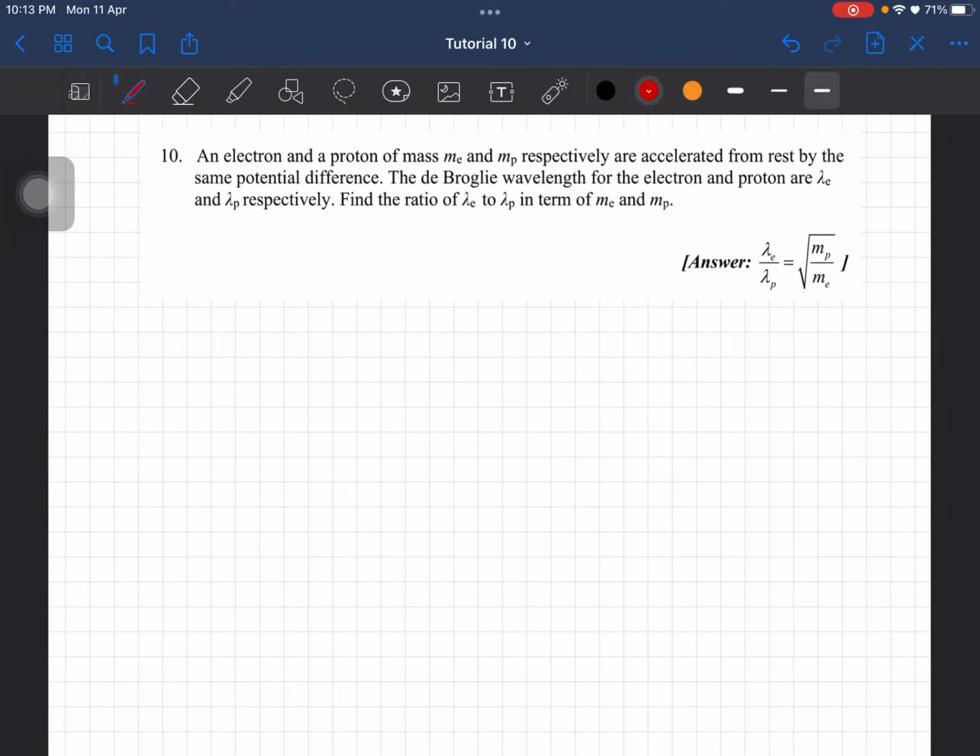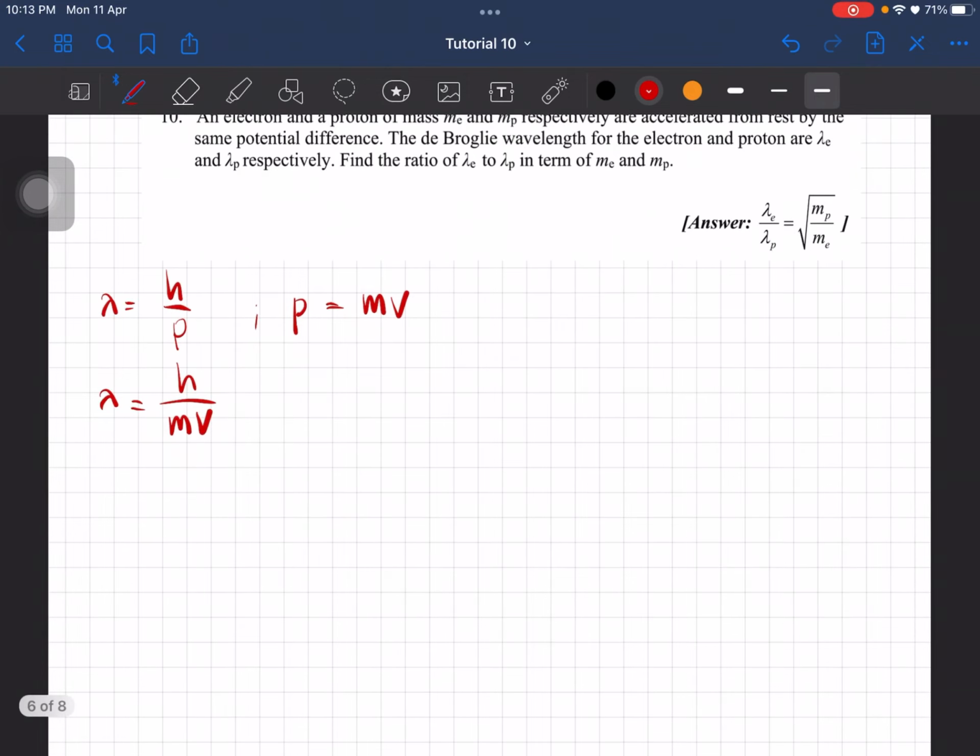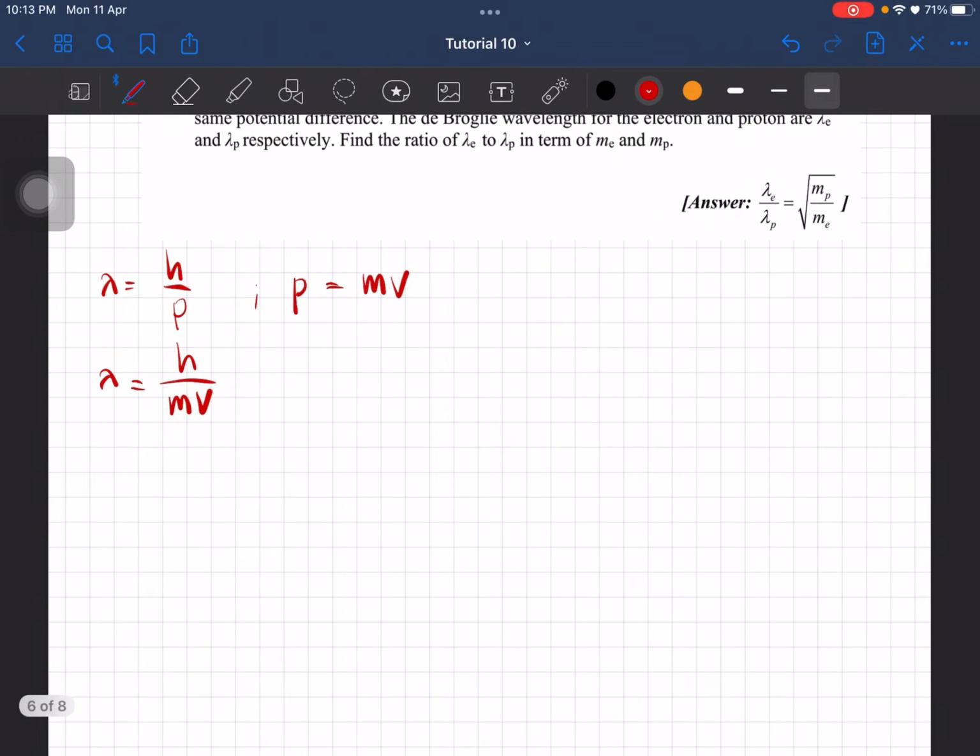Okay, so we know that the de Broglie wavelength is equal to h over the momentum, where the momentum is equal to mv. So we can write this down as h over mv. Okay, so if the kinetic energy of an electron is equal to half mv squared, so we know that both the proton and electron would have the same kinetic energy. Okay, so we can just write it as K.